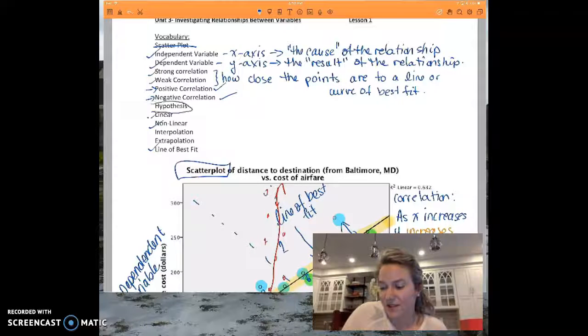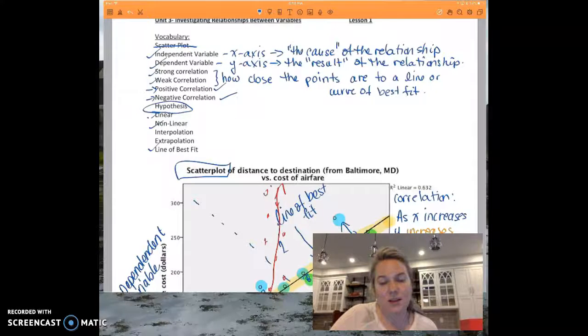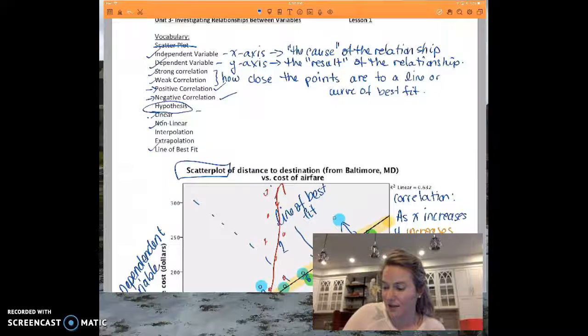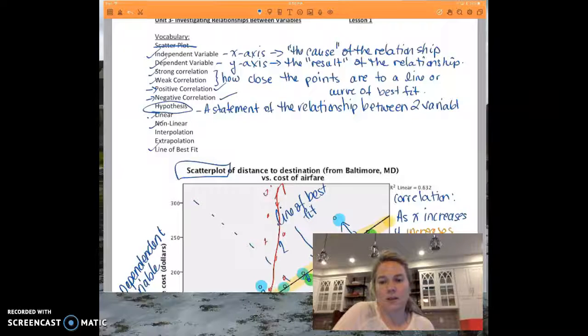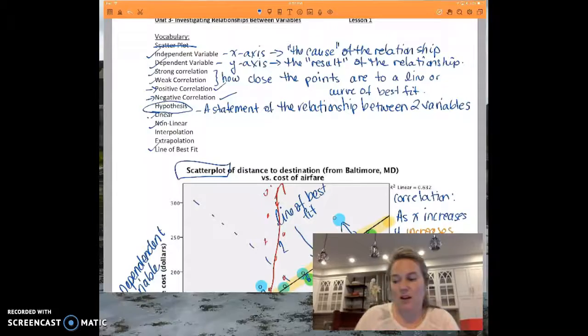That brings us to our hypothesis statement. And the hypothesis statement is a statement of the relationship between two variables. Okay. There we go. A statement of the relationship between two variables.